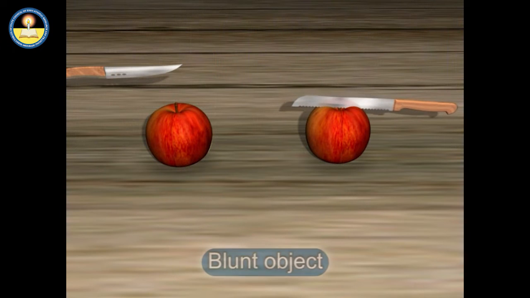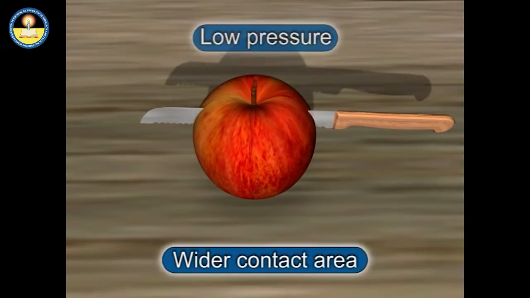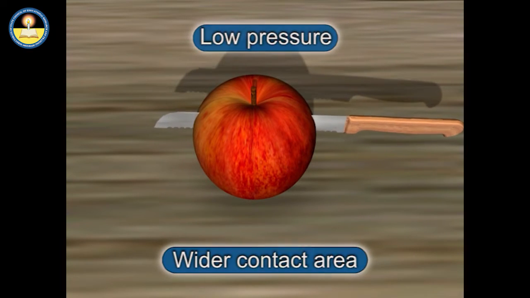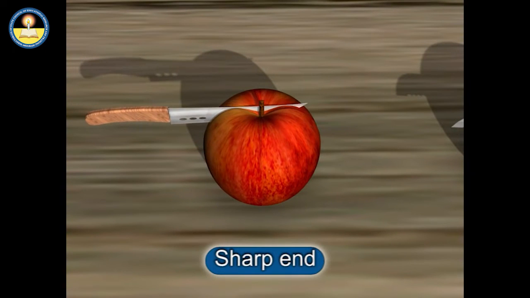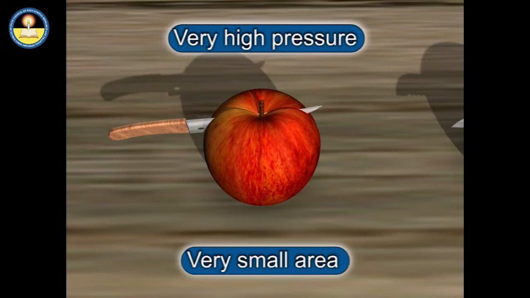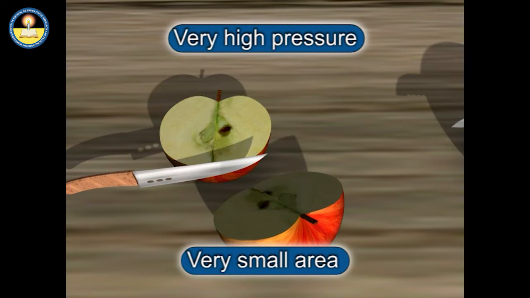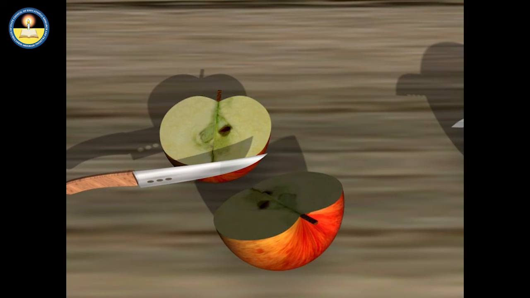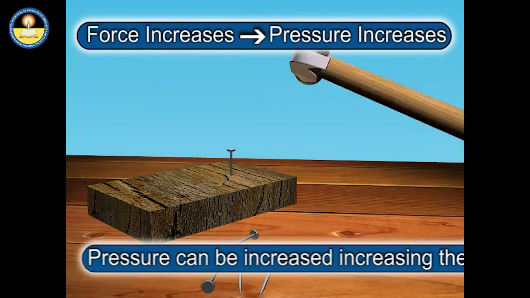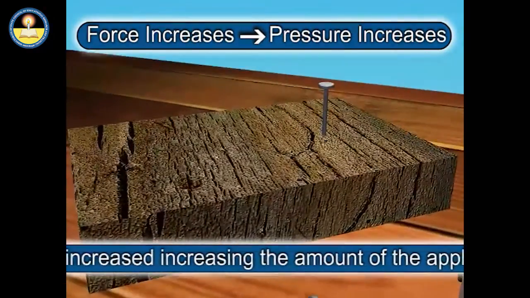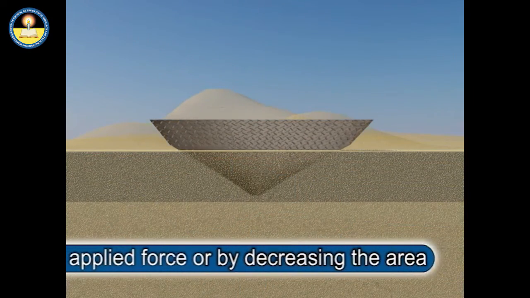That is why a blunt object produces a low pressure because it has a wider contact area, whereas a sharp end has a very small area, so the same force produces a very high pressure. Pressure can be increased either by increasing the amount of the applied force or by decreasing the area.